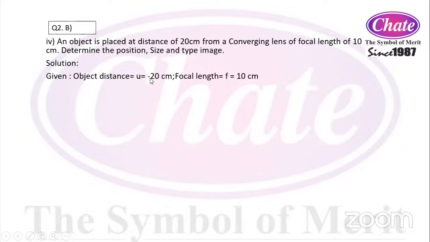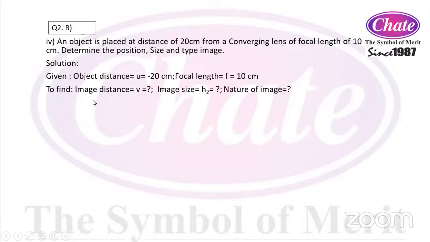Now the minus sign is because according to sign convention, we put the object always left of the lens. The focal length is 10 centimeter. Obviously, it's a converging lens, so focal length will be positive. And then you can see that we have to find out the image distance V, image size H2, and nature of the image. Okay, so the solution, we are going to use the lens formula like this.